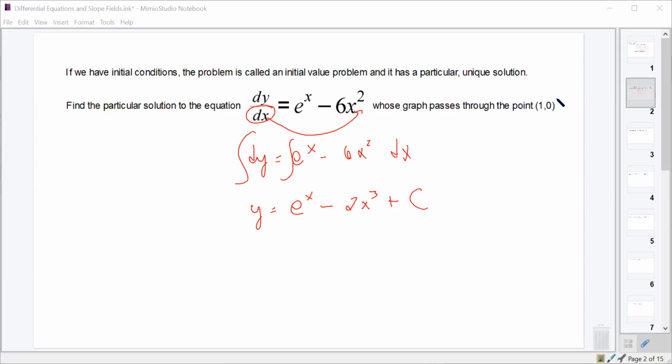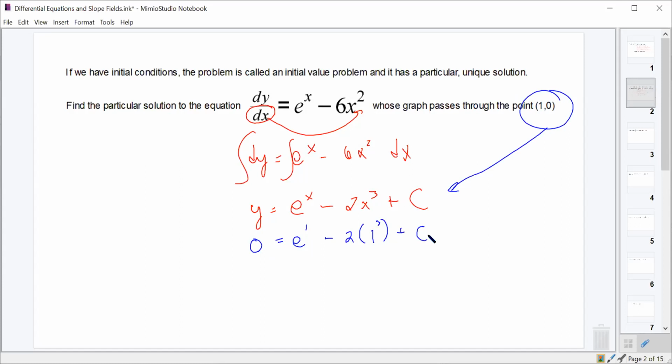And we know that I want x to be 1 and y to be 0. So we're going to plug that in down here. Y will be 0 and x will be 1, and we need to find the actual constant. So this is just 0 equals e minus 2 plus c. So what does c equal? 2 minus e. And so our final answer here should be y equals e to the x minus 2x cubed plus 2 minus e.